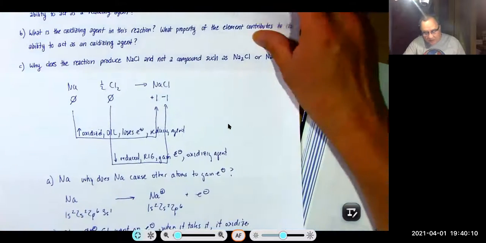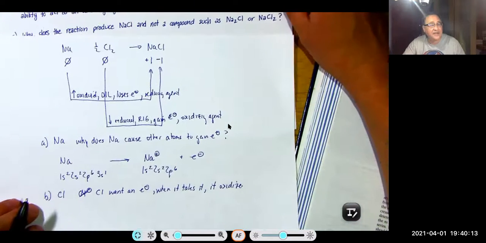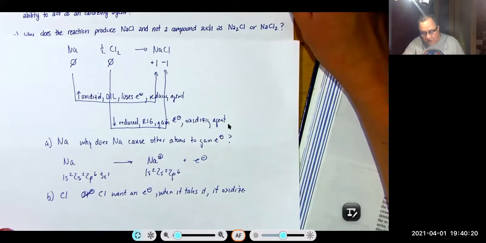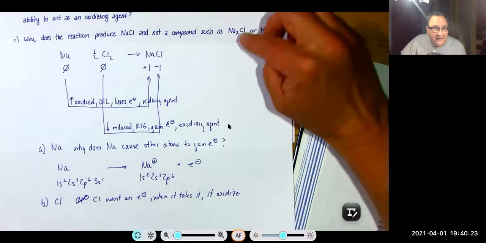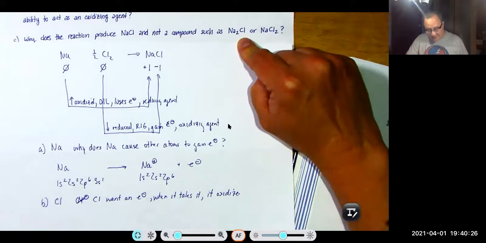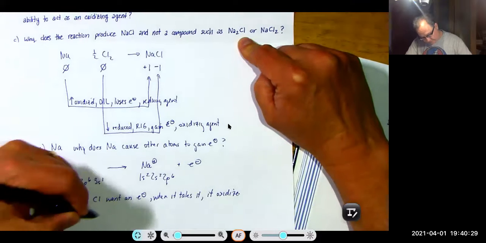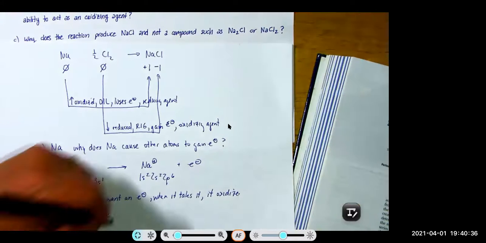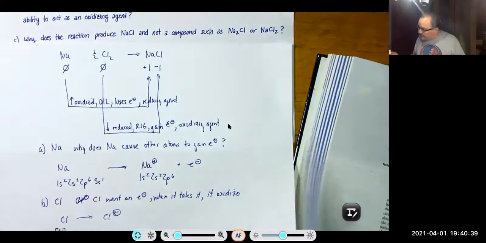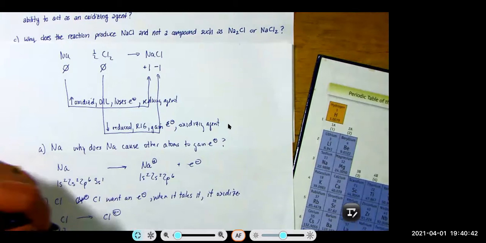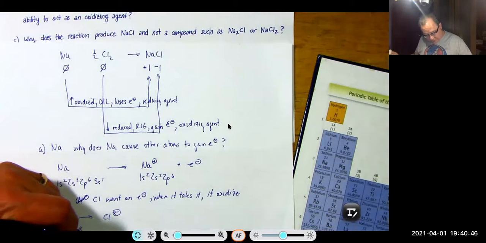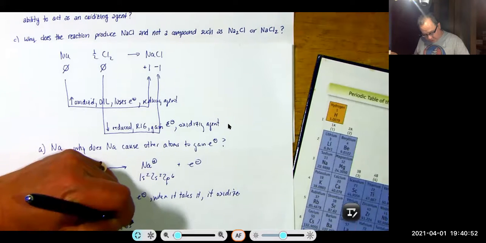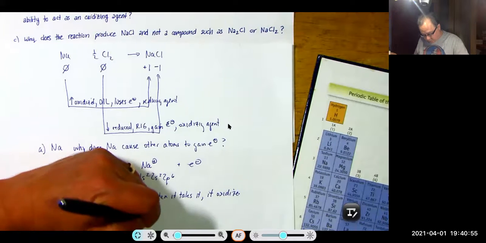And then C, why does this reaction produce NaCl and not a compound such as Na2Cl or NaCl2? Well, for Na2Cl, we'd be looking at chlorine being a Cl 2 minus, which means it would actually add an electron. So it would be neon 3s2 3p5 would become neon 3s2 3p6 4s1.